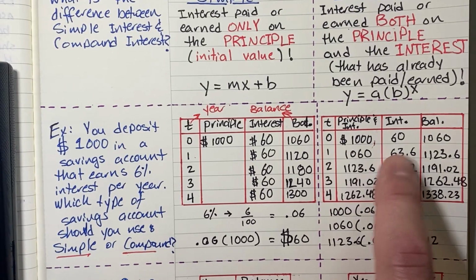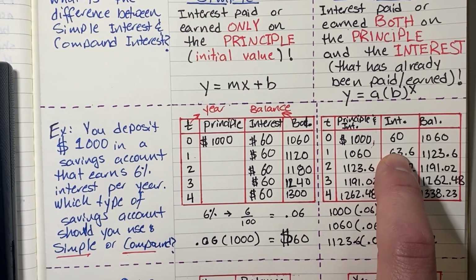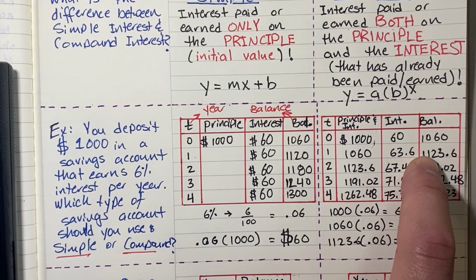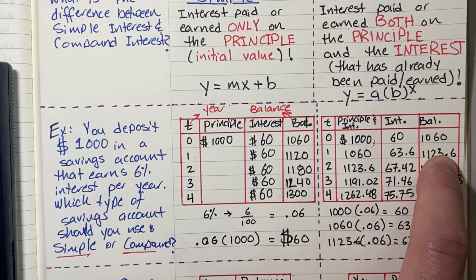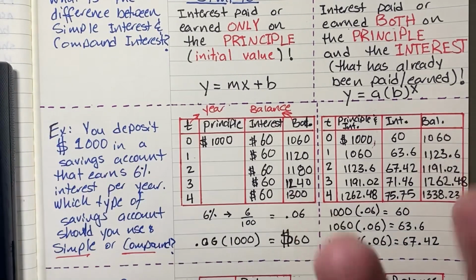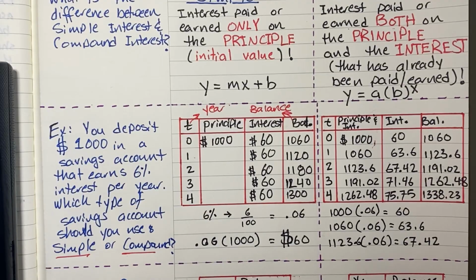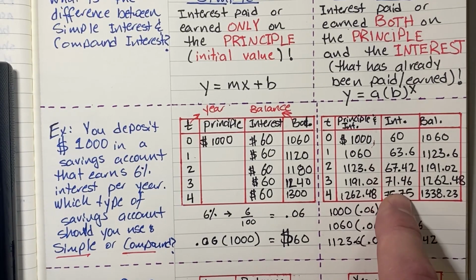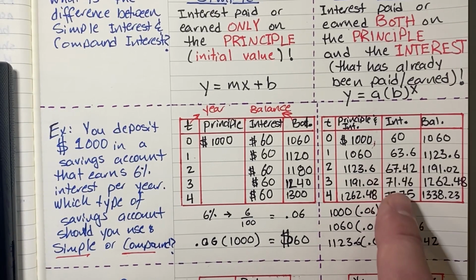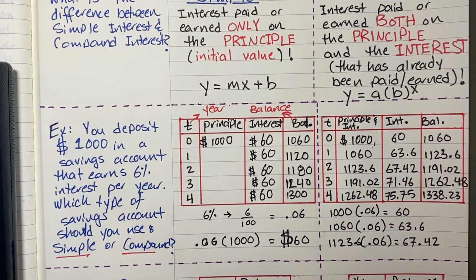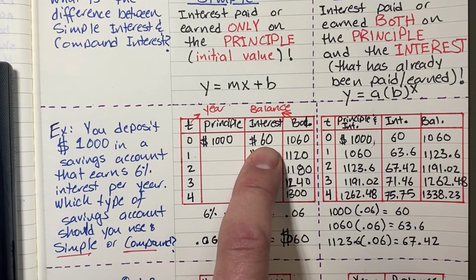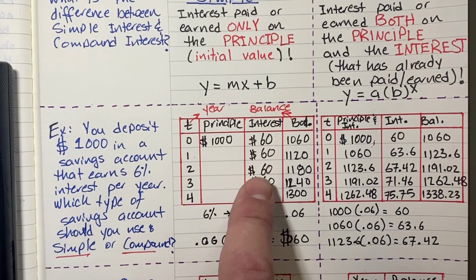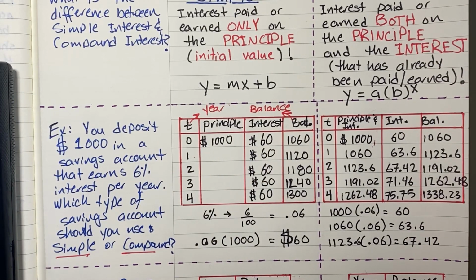The interest of all of that is $63.6. By the end of that year, you have $1,123.60. So we're going to take the interest of the whole total of that. So you can see the interest each year will keep going up and up and up. This is an exponential situation. But the interest here does not go up. It stays the same. This is a linear situation.